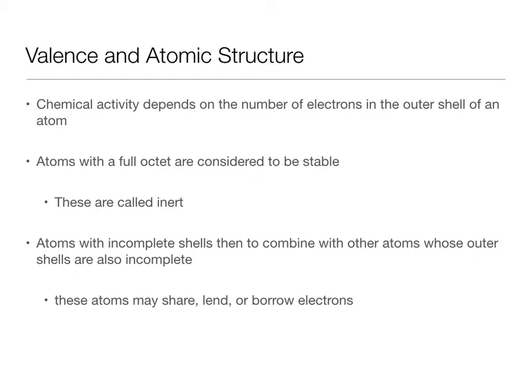Valence and atomic structure. Chemical activity depends on the number of electrons in the outer shell of the atom, as we've seen before with the data. There are certain groups that are more active than others, and it has to do with their valence electrons. Atoms with a full octet are considered to be stable, and these are called inert. They're also our noble gases. And all the other atoms want to get to a level of stability like the noble gases, and so they will make bonds in order to get that configuration. Atoms with incomplete shells combine with other atoms with outer shells that are also incomplete to make octets. And these atoms may share, lend, or borrow electrons.